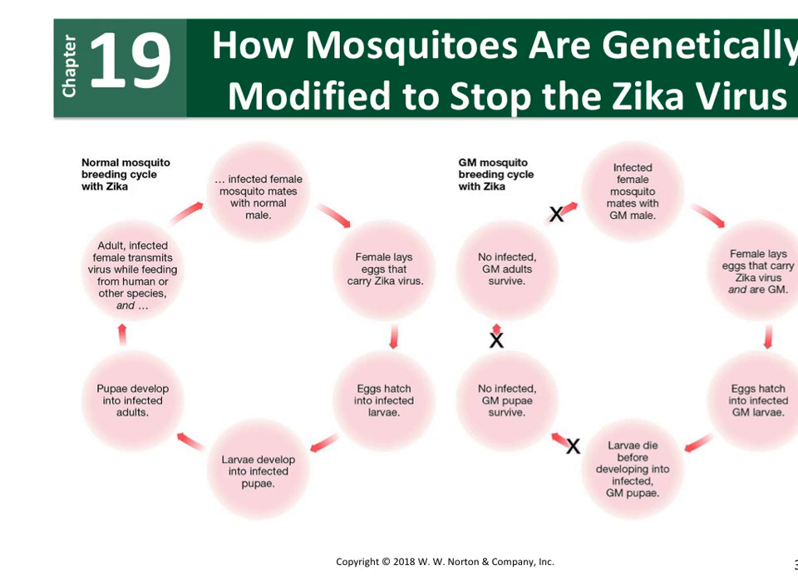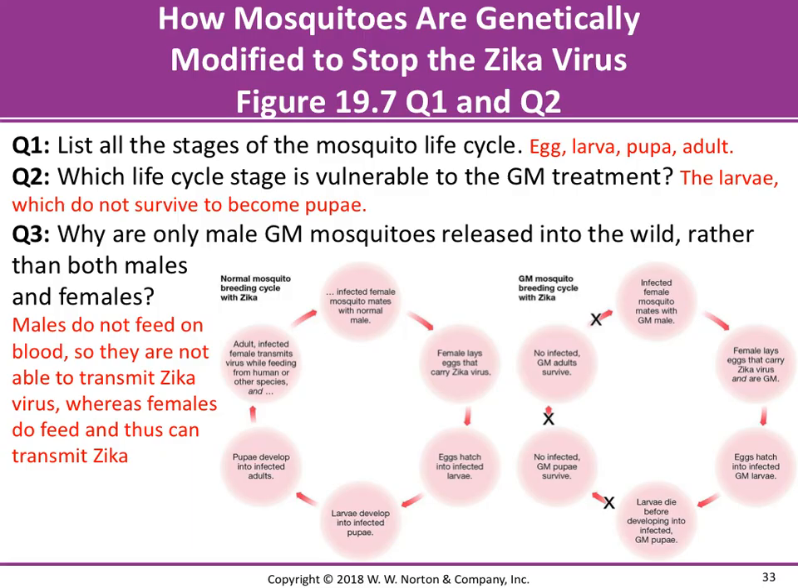Infected female mosquito mates with male. Female lays eggs that carry Zika virus and the gene. Eggs hatch, and infected larvae. Larvae die. No infected pupa survive. No infected adults. Normally, during the breeding cycle, infected female mosquitoes mate with normal male, lay eggs, eggs hatch, larvae develop, and so on.